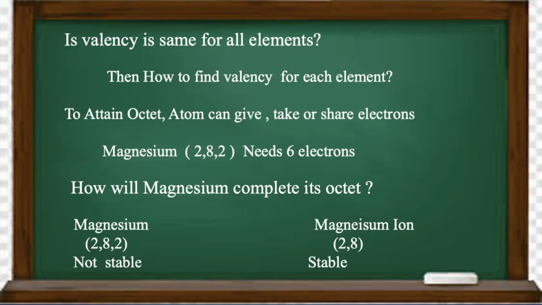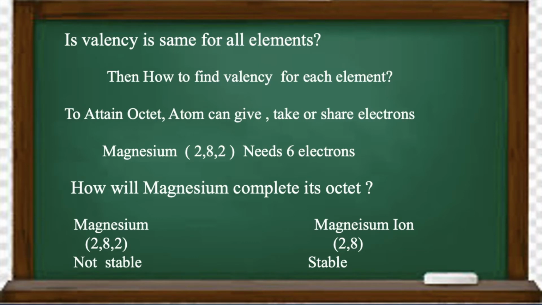It attains 2, 8 configuration. Now the outermost shell has 8 electrons. Why is magnesium donating 2 electrons instead of accepting 6 electrons? Because accepting 6 electrons is difficult for a magnesium atom. That's why it easily donates 2 electrons to another atom and becomes a stable ion.